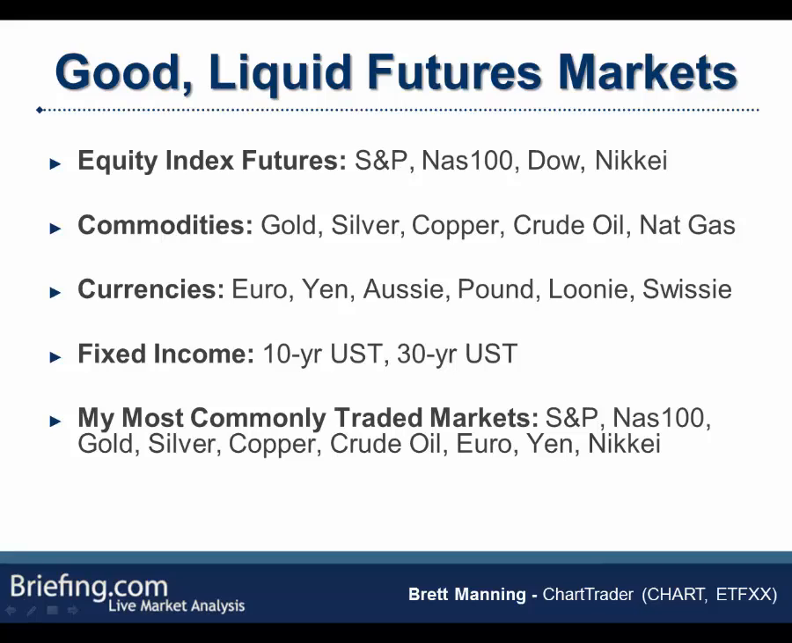Currency markets: the euro, the yen, the Aussie, the pound, the loonie, and the Swissy. The loonie is the Canadian dollar. Fixed income, I pretty much just stick to the 10-year and the 30-year.